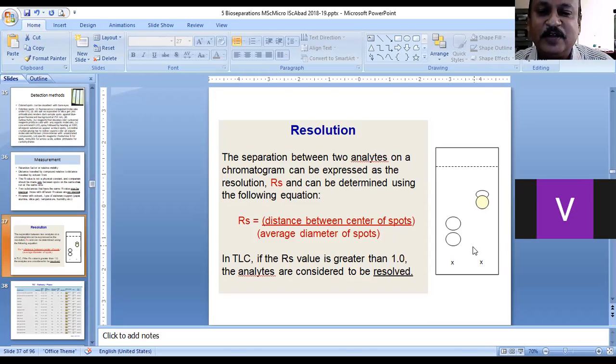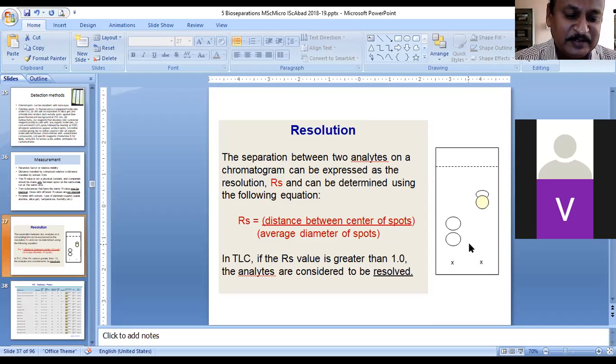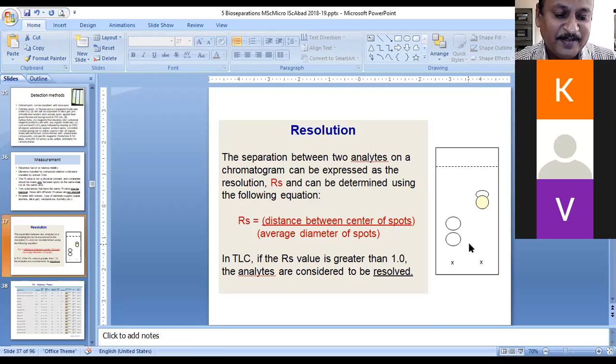Is anyone doing the calculation? Give me an exact value. 0.8 divided by 0.95. 0.84. Let me try it on my mobile. Yes, sir, 0.84 is correct.